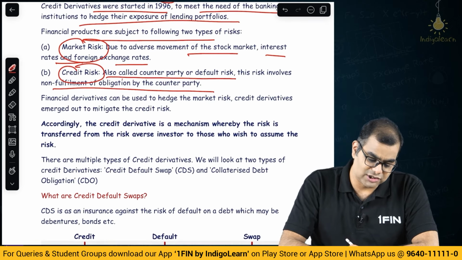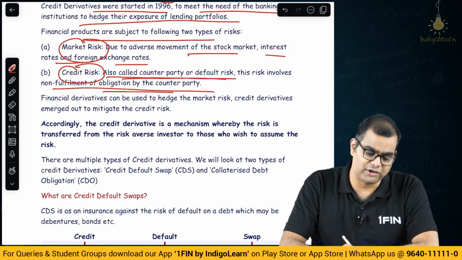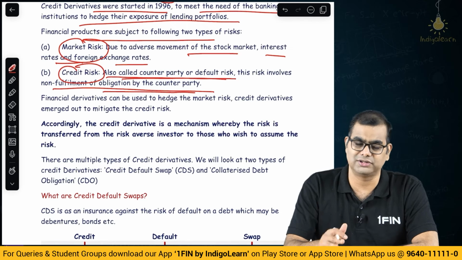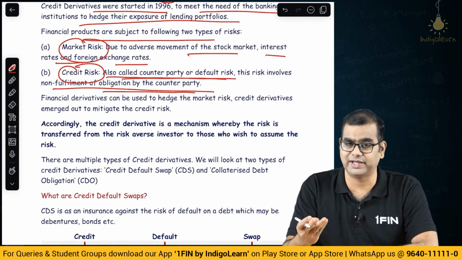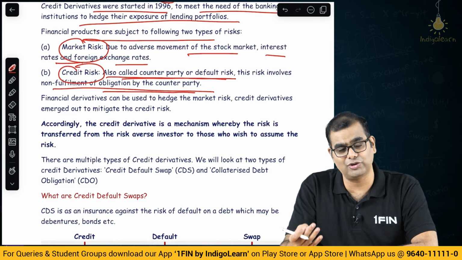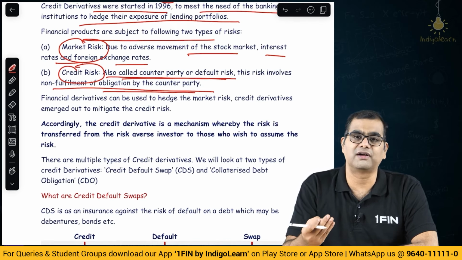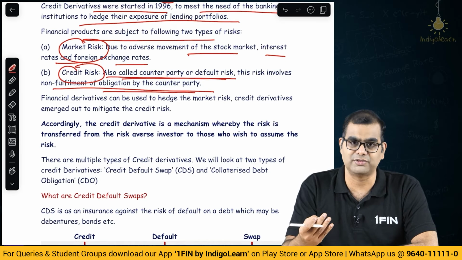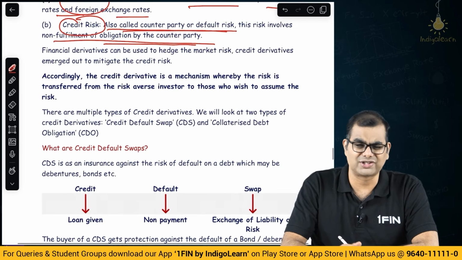Okay, so credit risk, also known as counterparty or default risk, involves non-fulfillment of an obligation by a counterparty. This credit risk is there for banks when they raise money, it is there for corporates when they raise money, it is there for you and me when we borrow. So people check our credit rating, people check our CIBIL score, or it's called credit score.